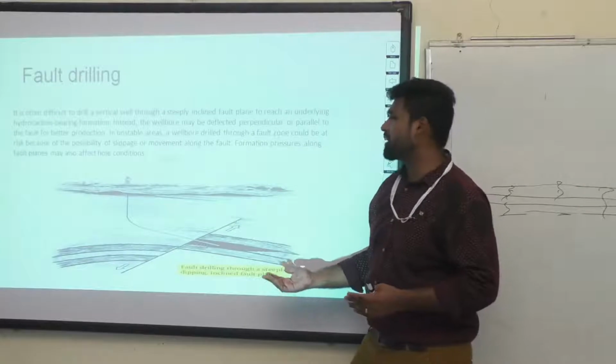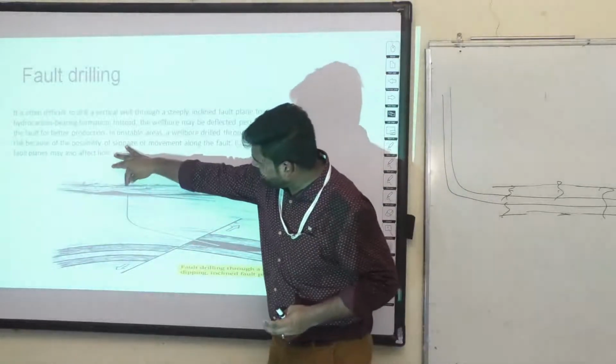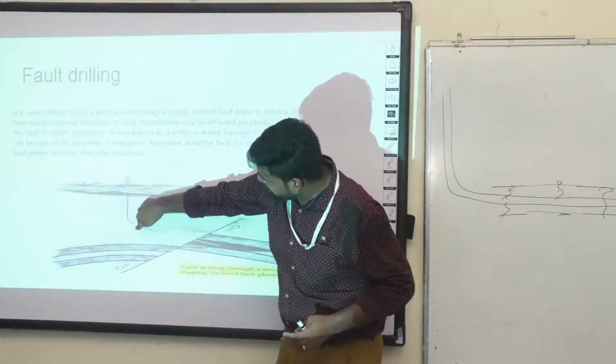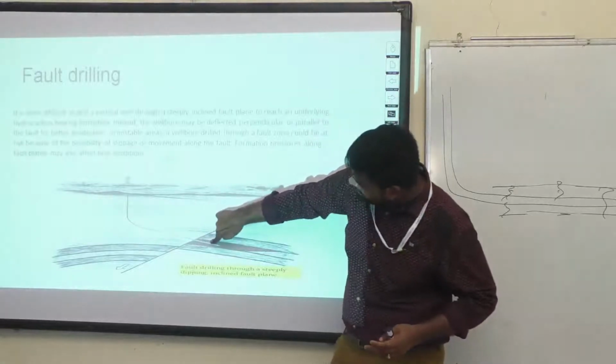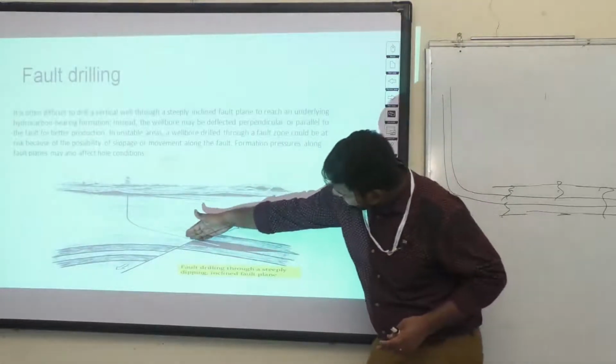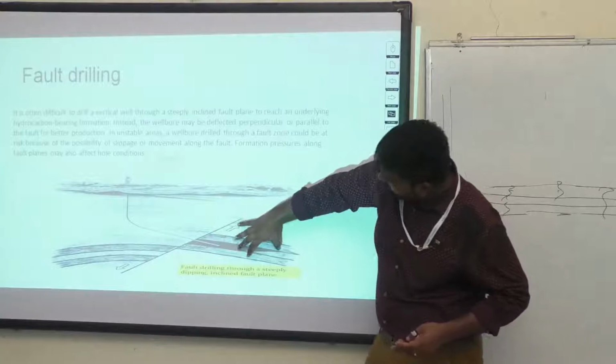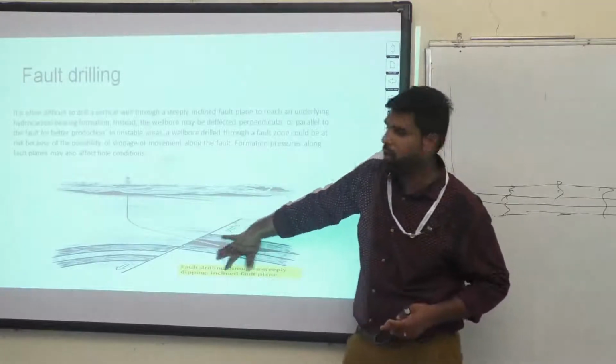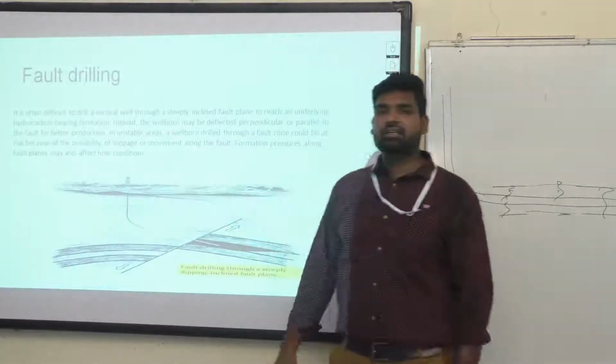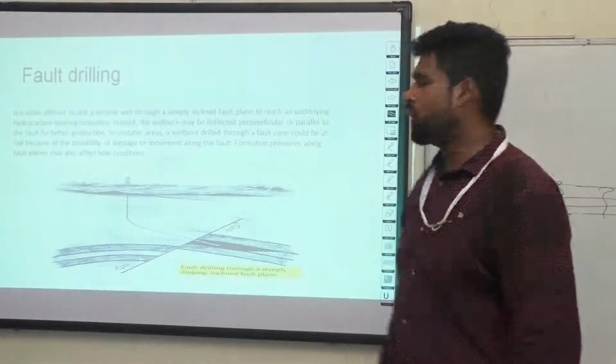So what I'm doing, I'm just going to drill a directional well. I'm going to drill here and then deviate the well towards this reservoir. When I drill like this, I will get the whole hydrocarbons from this reservoir through this directional well. That is fault drilling.